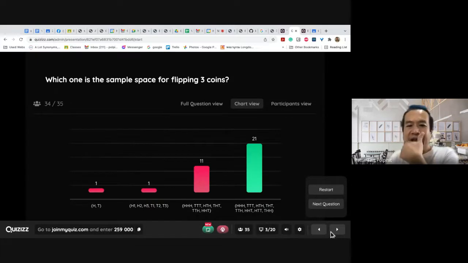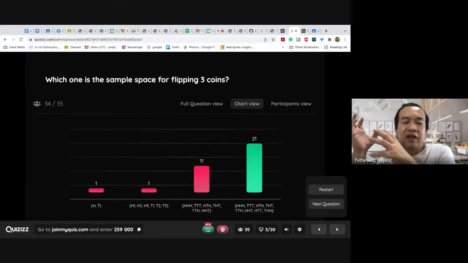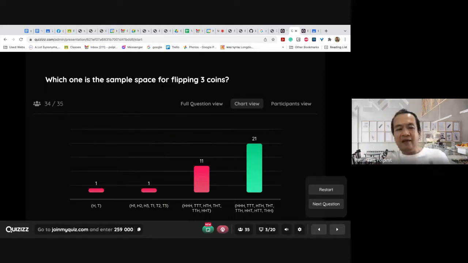Okay, so now three coins, right? So three coins, if you have H as the head and T as the tail, we can have something like HHH, meaning the first coin is head, the second coin is head, the third coin is head, right? Basically, you have eight possible outcomes, okay?